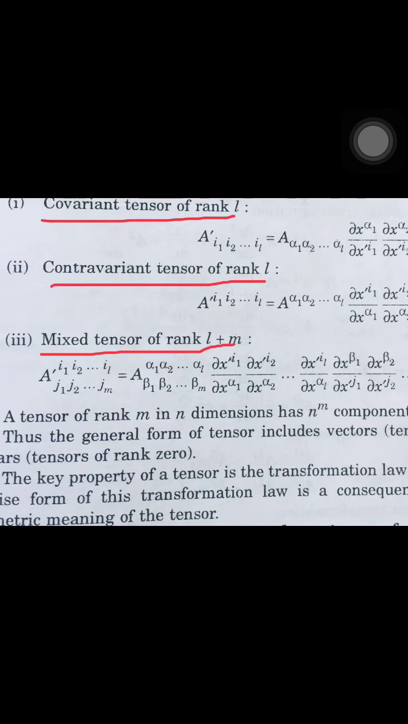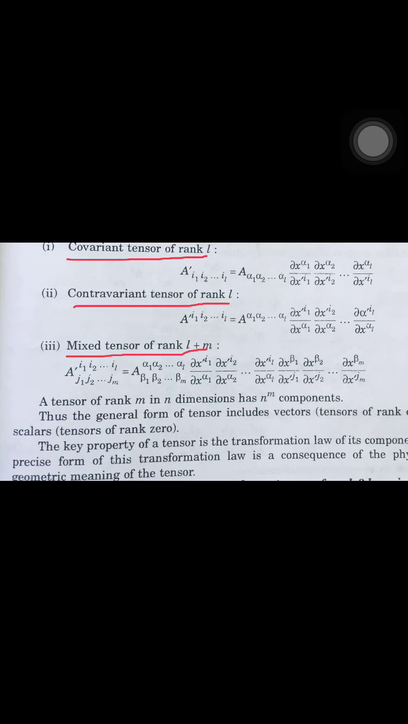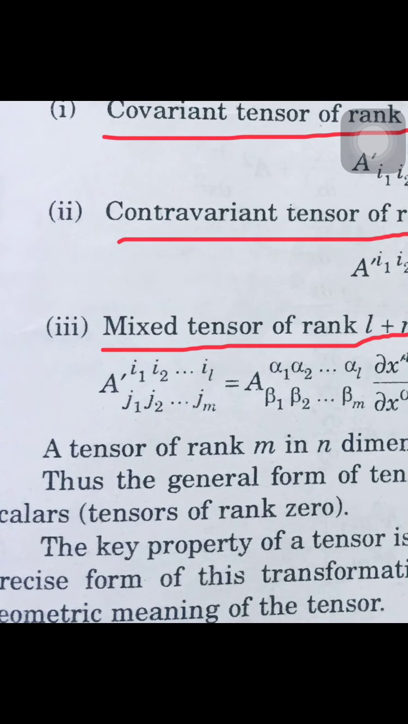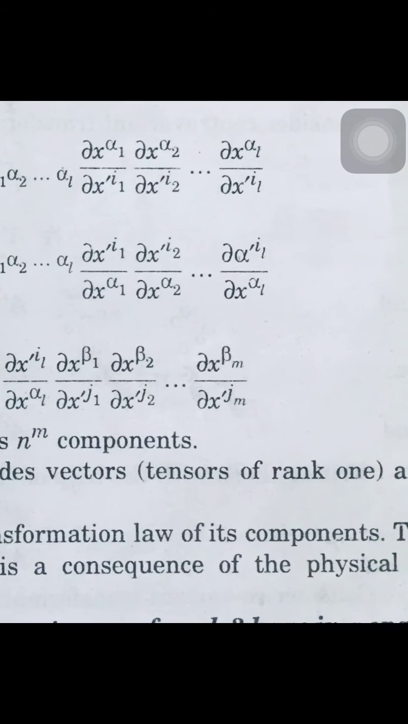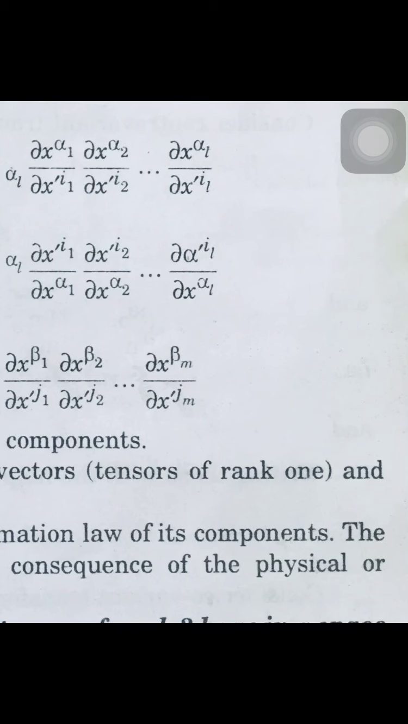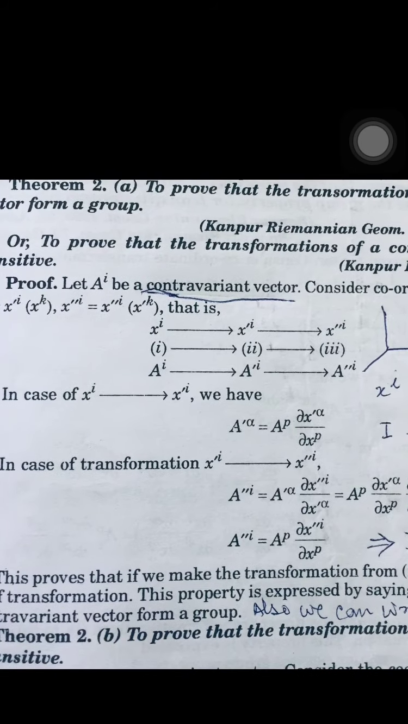So, these are the three types of tensor which we already studied in the class. Here just the revision: a tensor of rank M in n dimensions has n to the power M components. Thus the general form of a tensor includes vector. We already studied tensor of rank 1 is called vector and tensor of rank 0 is called scalar. So these are the definitions of covariant, contravariant and mixed order tensor. After that, we are taking some properties.